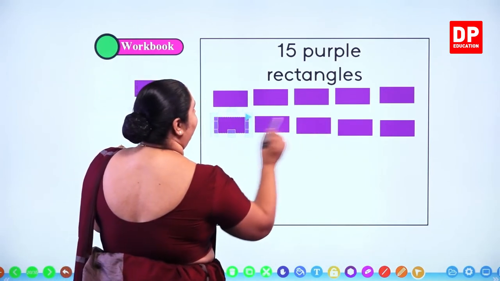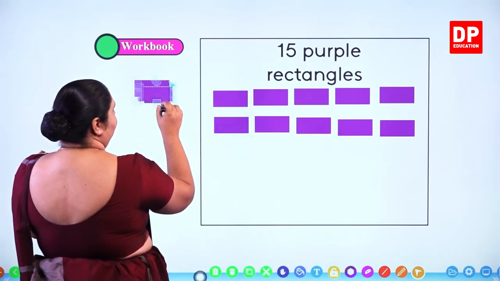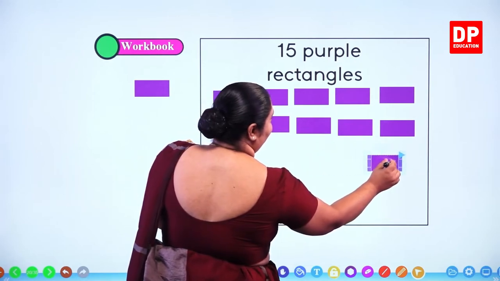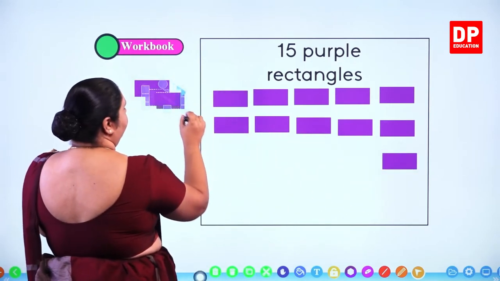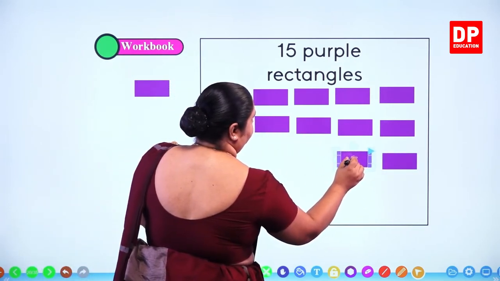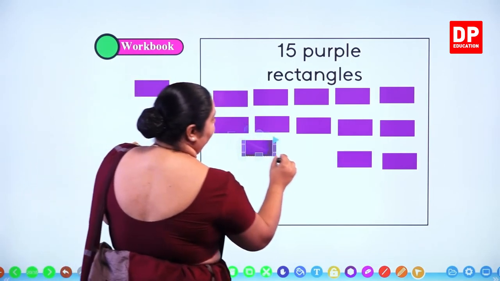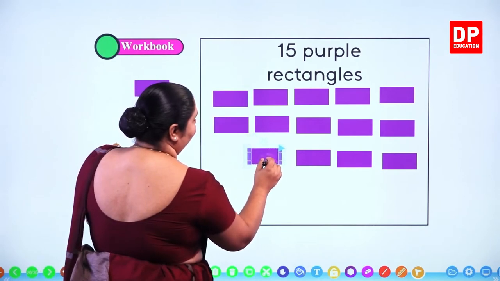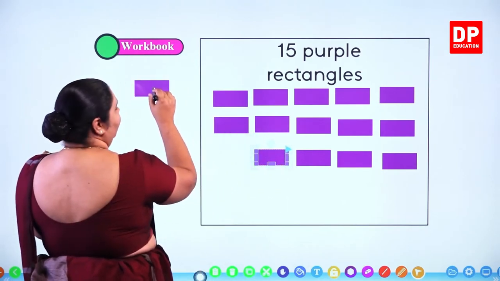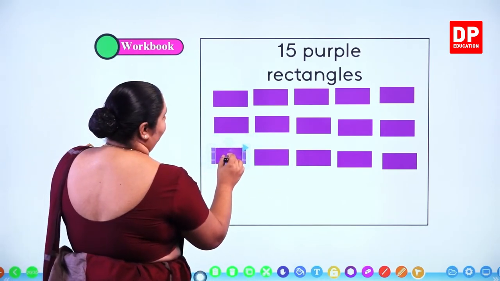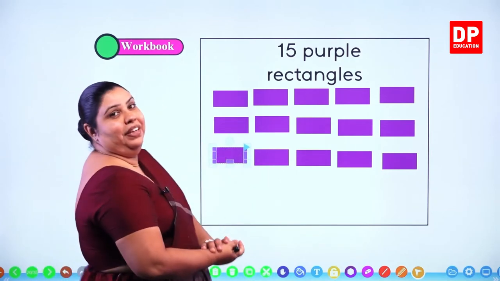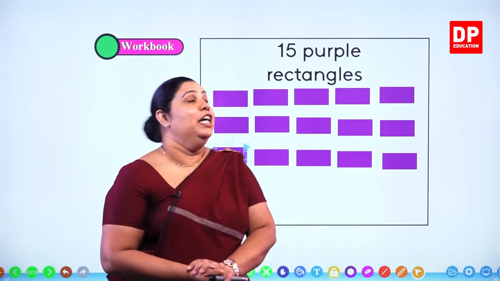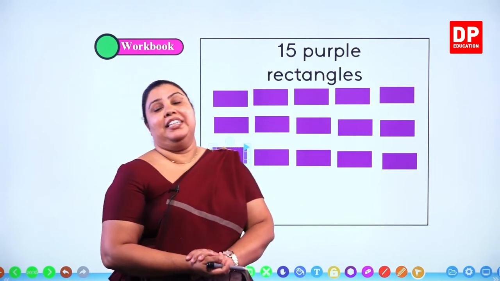15. Now we have 10 here. After 10, what's the number? 11. 12. 13. 14. And the last one, 15. There you go. We have 15 purple rectangles.